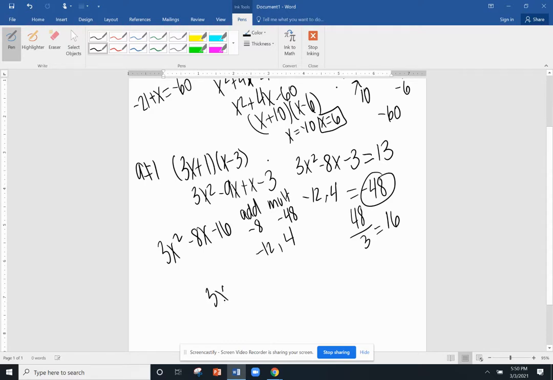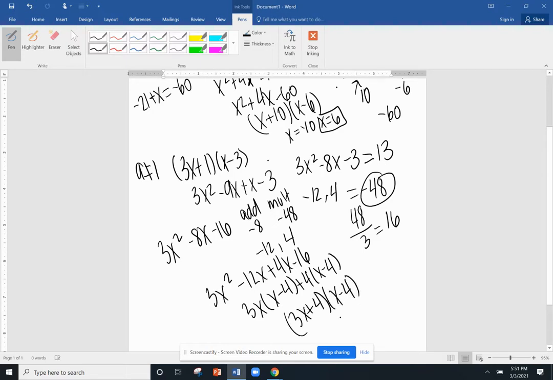So I'll get 3x squared minus 12x plus 4x minus 16. So 3x, x minus 4, plus 4, x minus 4. So I get 3x plus 4 times x minus 4. So my x is 4.